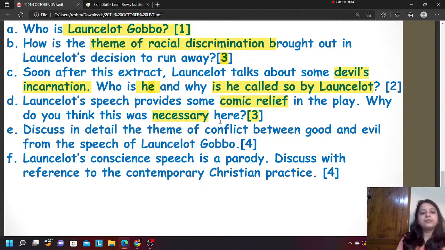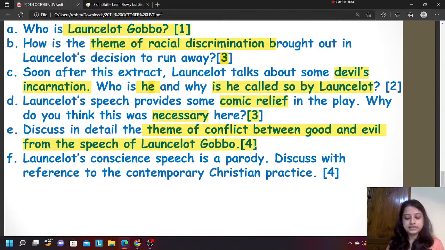Next, coming to question number E. Discuss in detail the theme of conflict between good and evil from the speech of Lancelot Gobbo. Very, very important question. If this part is coming, tell me. Question number E. Tell me what is the theme of conflict discussed over here?